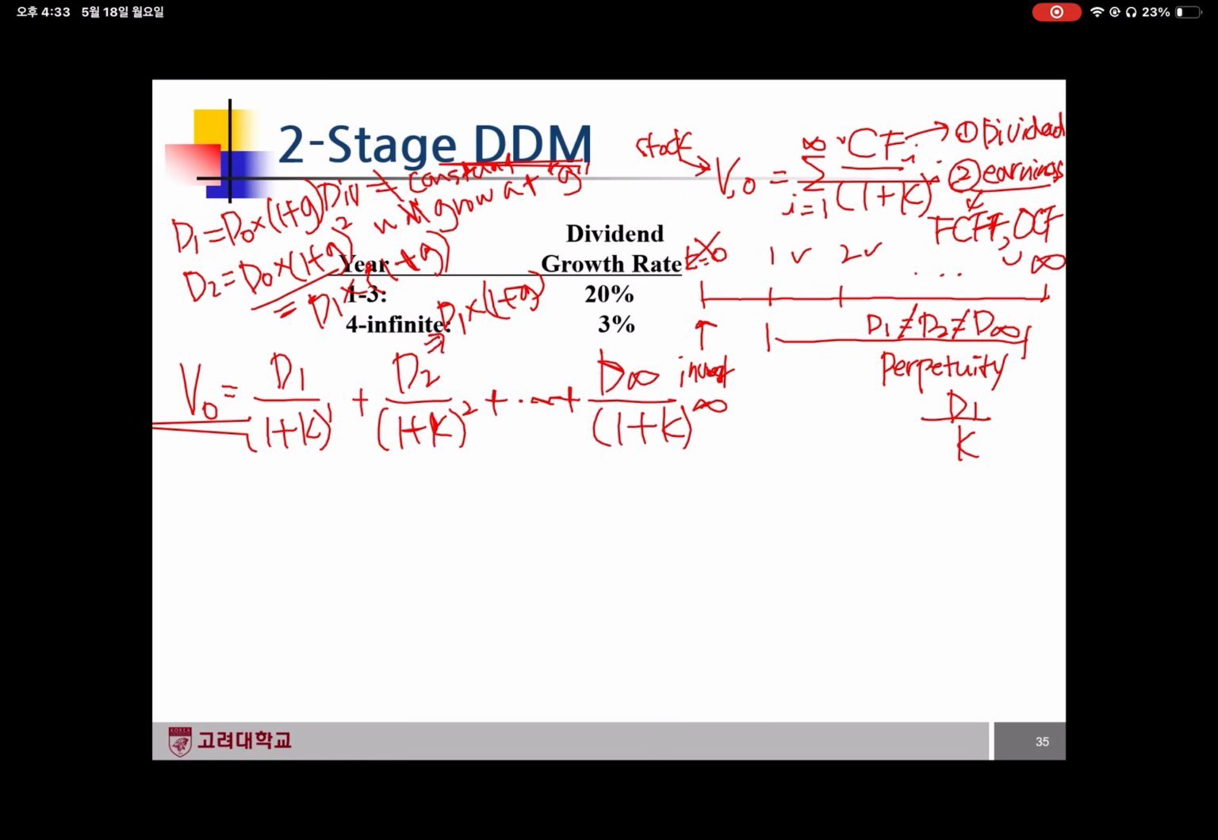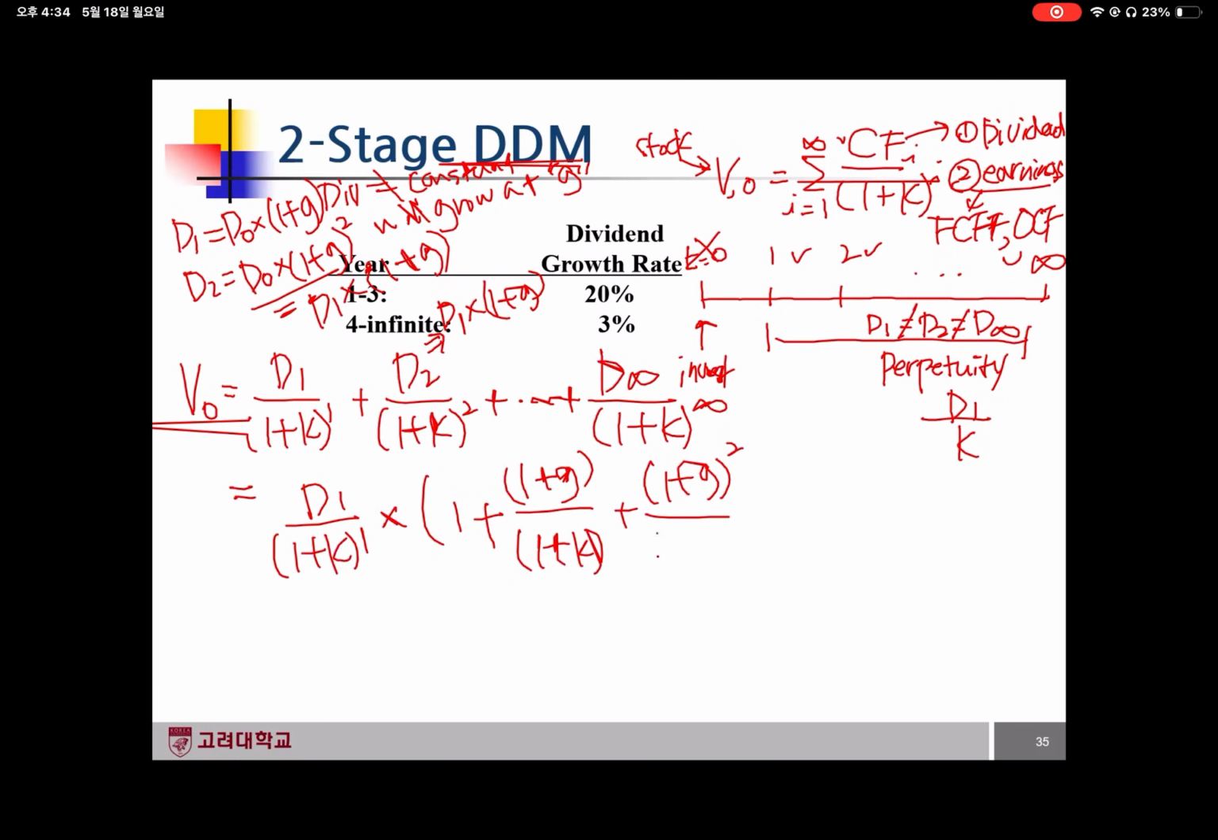And let's assume that the growth rate g is constant. So we can rewrite this as D1 over 1 plus k, times the quantity 1 plus 1 plus g over 1 plus k, plus 1 plus g over 1 plus k squared, and so on.